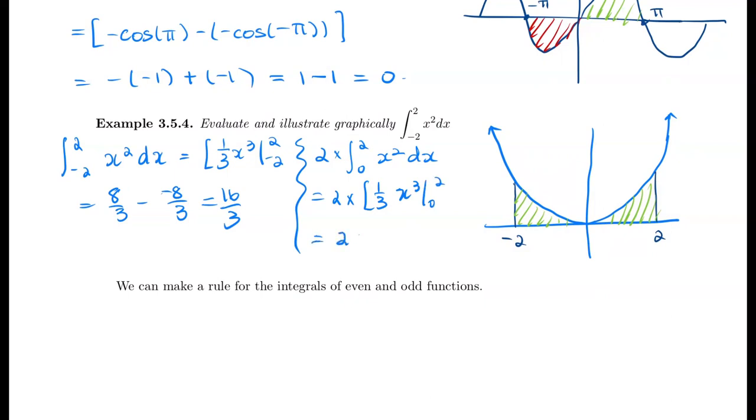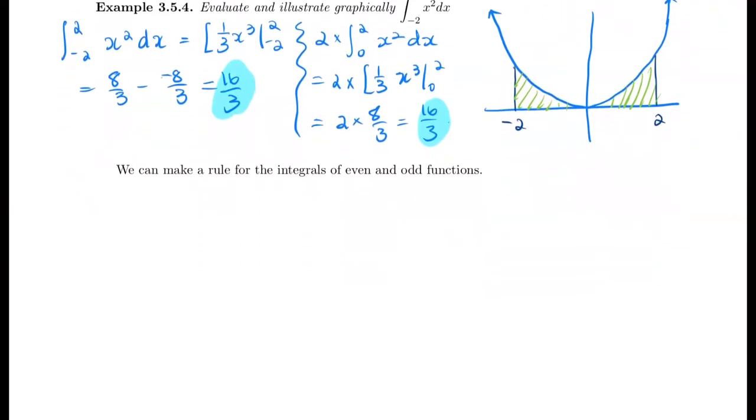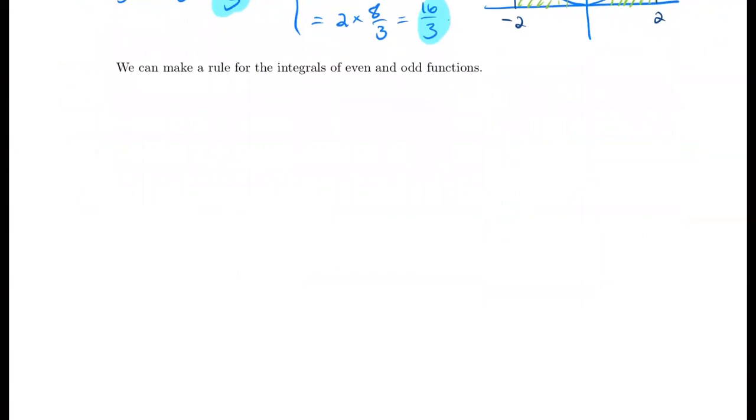So we would just get 2 times 8 over 3, which is going to be 16 over 3. So we see here that this area, 16 over 3, using the first way that we calculated, is also the same as this area over here that we have also calculated as well. So we could make a rule for integrals of even and odd functions here.